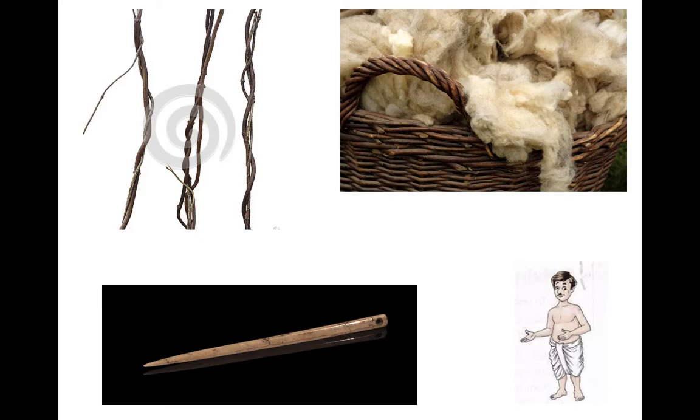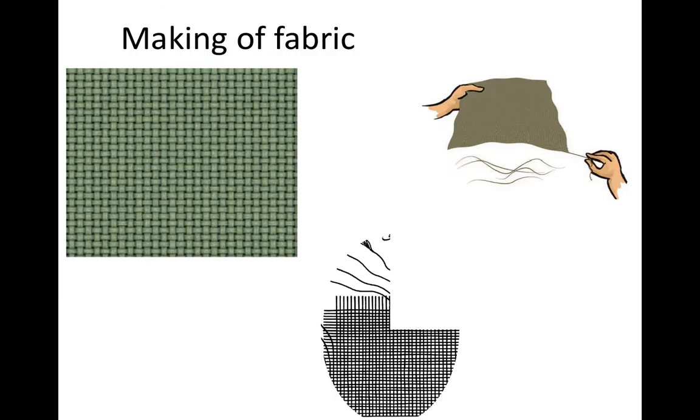Stitching was not known until the invention of the needle, which was made out of bone. So once the needle was invented, stitched clothes were made in different types. So now we have different varieties of fabrics and clothing material existing. So how are these fabrics exactly made?